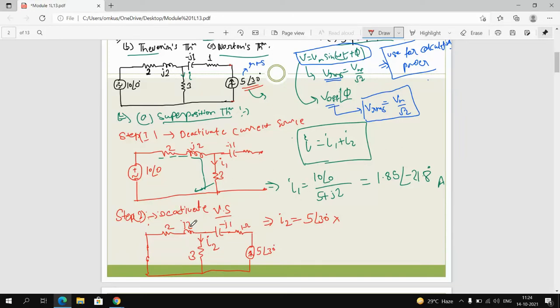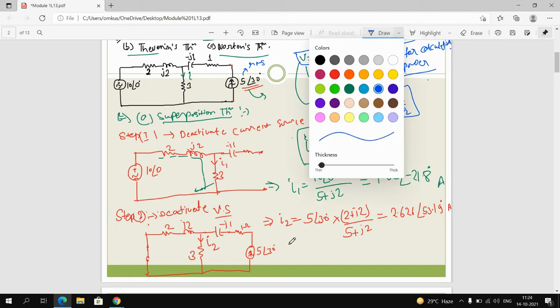The opposite branch impedance is 2 plus J2, right, divided by the total impedance, which is 2 plus J2 plus 3, so this is 5 plus J2. Now calculate this by putting it in your calculator. When you calculate this value, you will get 2.626 at an angle of 53.19 degrees.